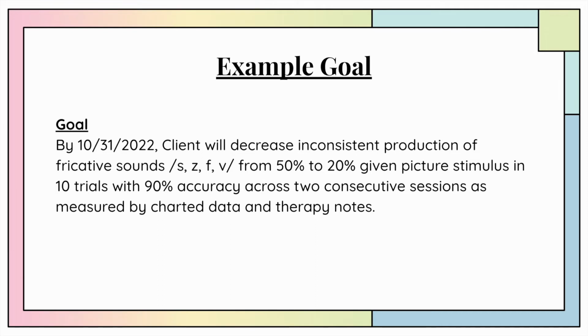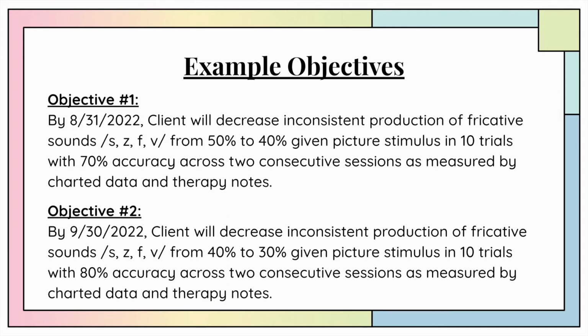So essentially what this goal is saying for this client is that they want to have a 20% inconsistency score. That means they're only inconsistently producing the target 20% of the time across 10 trials of target word production with 90% accuracy, meaning that they are achieving this inconsistency score of 20% for at least 9 out of those 10 trials. That is the ultimate goal for this child to reach.